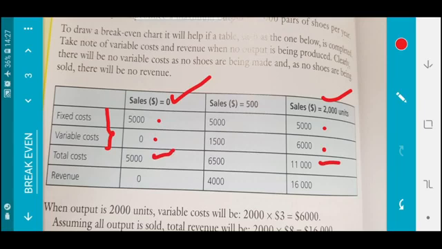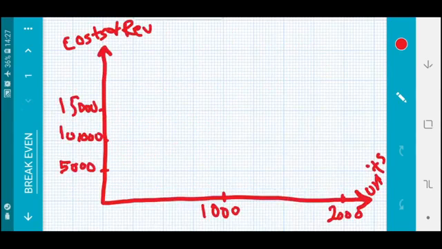Still one more thing to fill in is the revenue. And I know that the selling price per shoe is $8. So if I sell 0, of course my revenue will be 0. And if I sell 2,000, my revenue will be 16,000, because 2,000 times 8 gives me 16,000. So now, after I get all these results, I can go back to my graph and draw it.